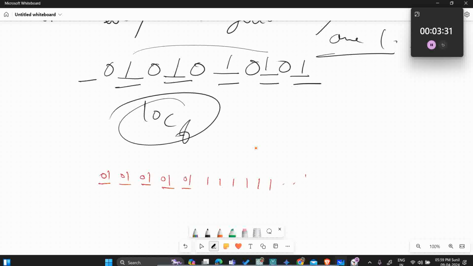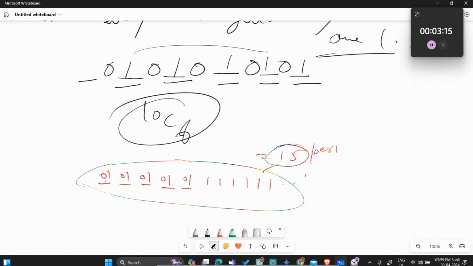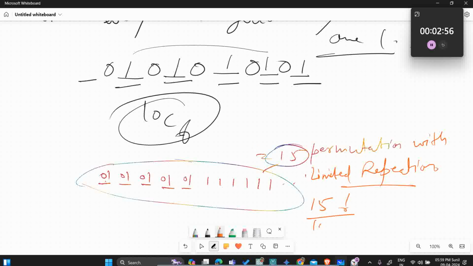How many positions are left? The total numbers are 50, right? How many ways can we arrange them? Yeah, it is like permutation, permutation with limited repetition. It will be 15 factorial over 10 factorial and 5 factorial. This is the answer.